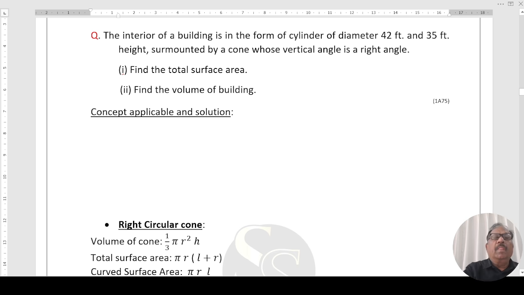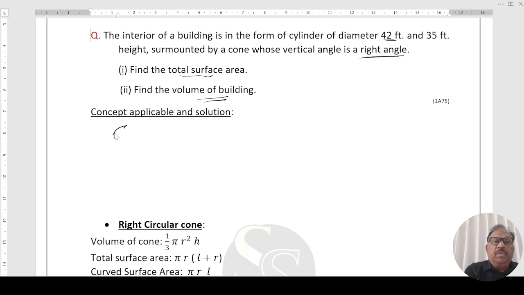The question is, the interior of a building is in the form of a cylinder of diameter 42 feet and 35 feet height, surmounted by a cone whose vertical angle is a right angle. We have to find the total surface area and volume of the building, right?